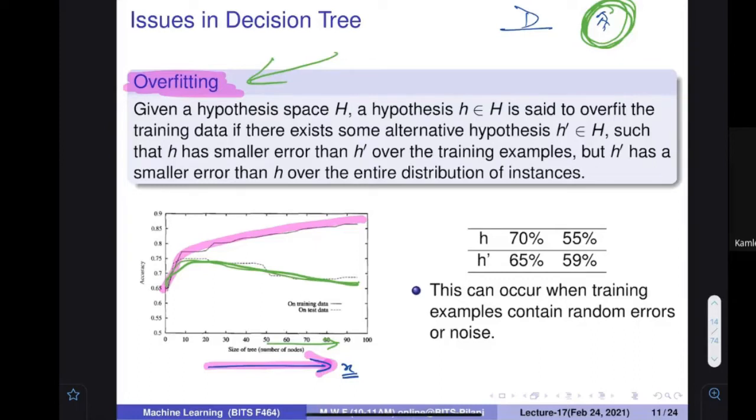Let me tell you what we are discussing. Let's assume that you come up with a hypothesis. Please concentrate on this point: let's assume its accuracy is 100% on the training data. But if you go to the test data, its accuracy is found to be, let's assume, 55%. This happens because the accuracy on the test data would be lesser. This is the general scenario. Let's assume you have a hypothesis with a training accuracy of 70% and a testing accuracy of 55%.